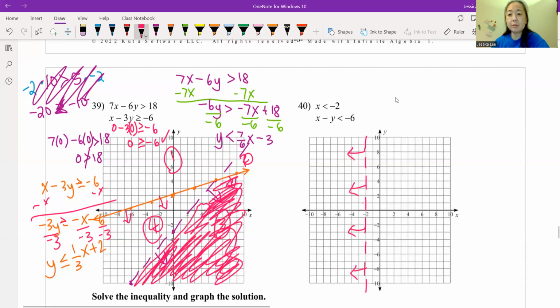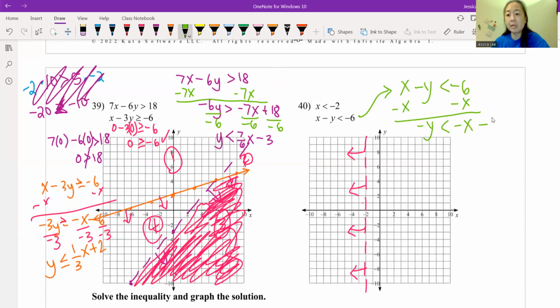And then this one right here, this one's going to be pretty easy to convert to slope-intercept form. So x minus y is less than -6. So we're going to subtract x on both sides. And -y is less than -x minus 6. And then how do we get rid of that negative? Just divide by -1 on everything.